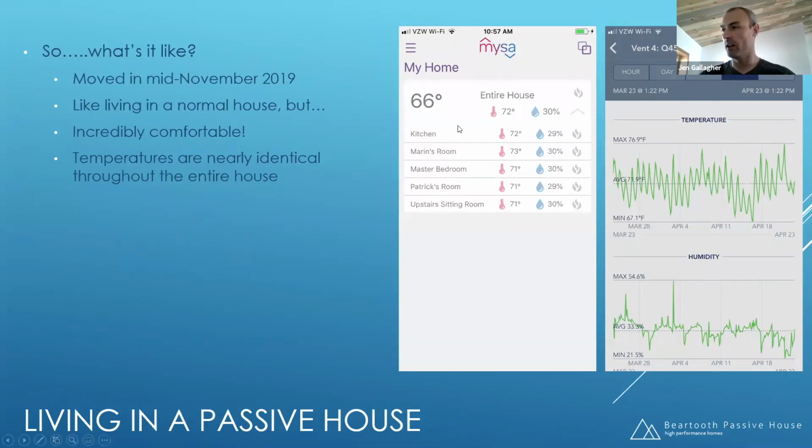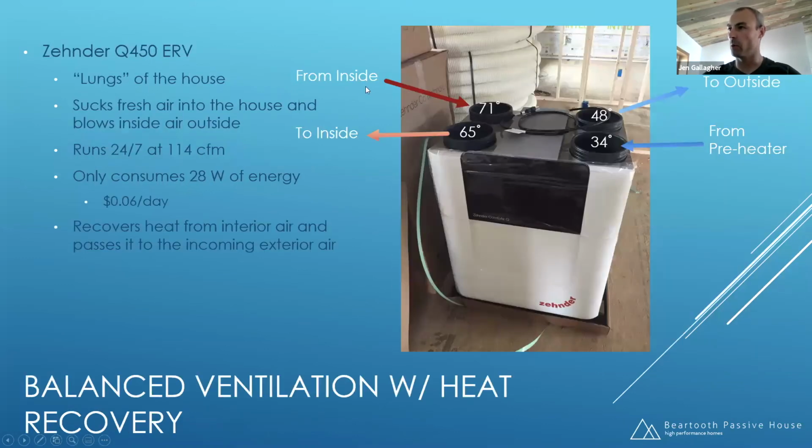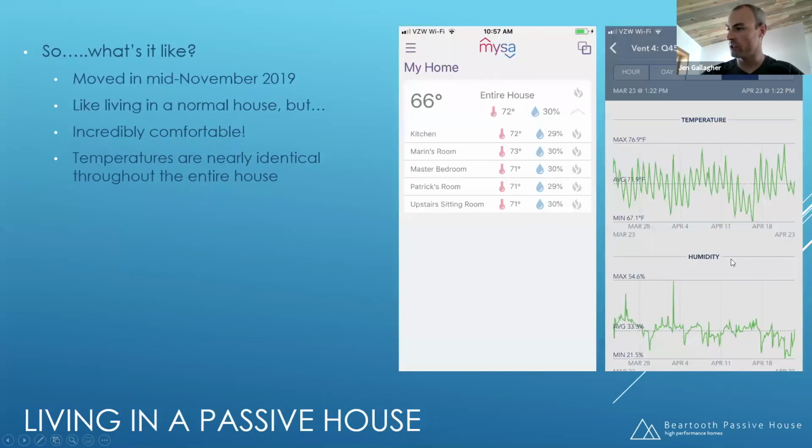Right here, the temperatures are the same. And it's like that no matter when you take the picture, we see that same really tight temperature profile across all of the rooms. This other picture here is showing the temperature and the humidity from that airstream that we were sucking outside. Okay, so that's what this graph is showing.